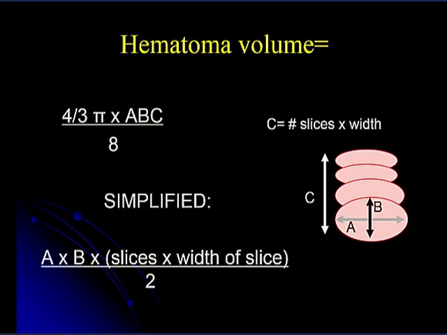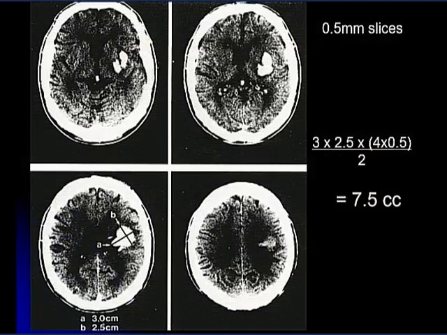Let me take this into practicality. If we're looking at this, we take the biggest diameter, A, and then 90 degrees to that is B. Then you look at the number of slices, scrolling up and down on your axials: 1, 2, 3, 4. It's not on this scan, but at the bottom of your scans they'll usually say 0.5 centimeters or 5 millimeters. You'll know what the slices are.